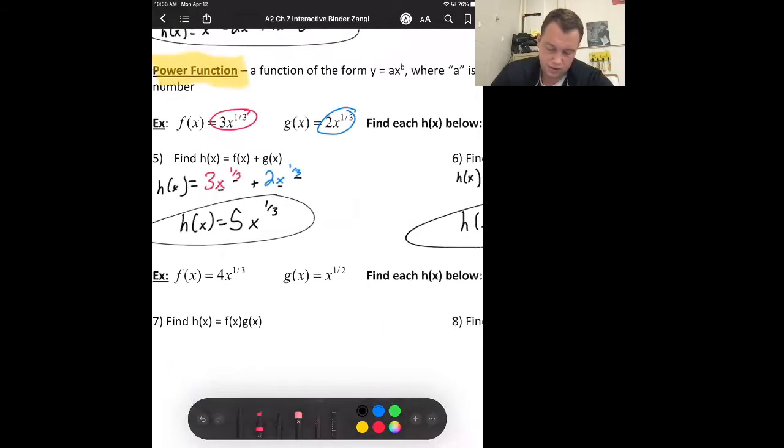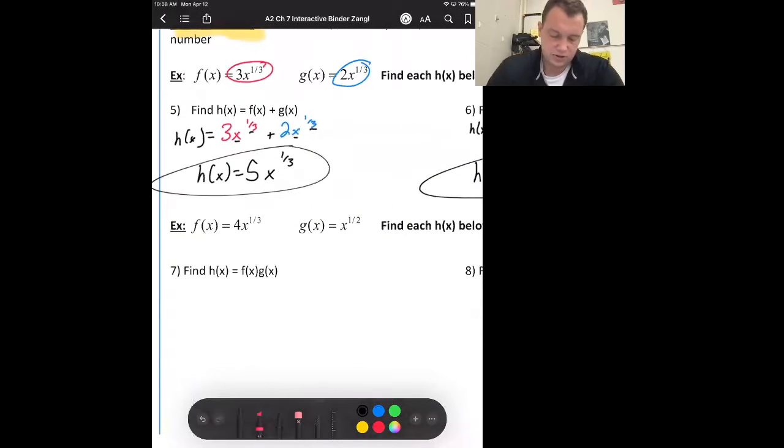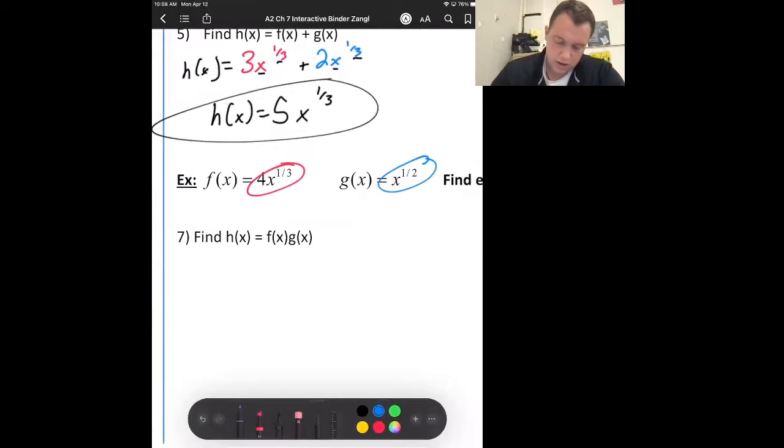All right. Let's move on to a couple different examples. So now my f of x and my g of x are a little bit different here. Now my f of x is 4x to the 1/3 and my g of x is x to the 1/2 power. Okay. So right now it says h of x is equal to f of x times g of x. So I'm going to multiply these. So I'm going to have 4x to the 1/3 power times x to the 1/2 power.